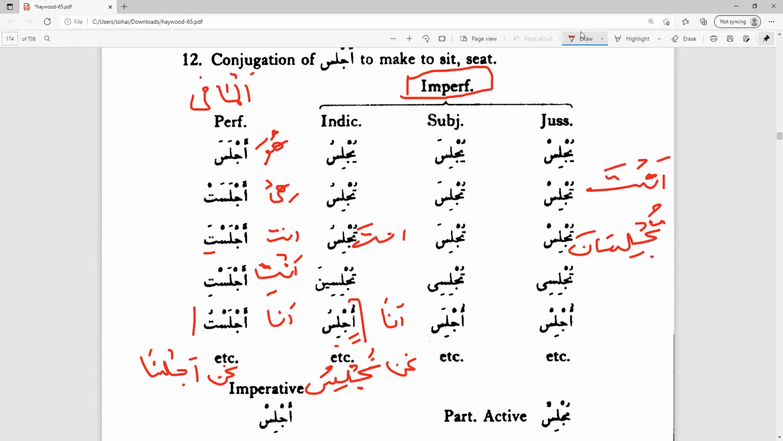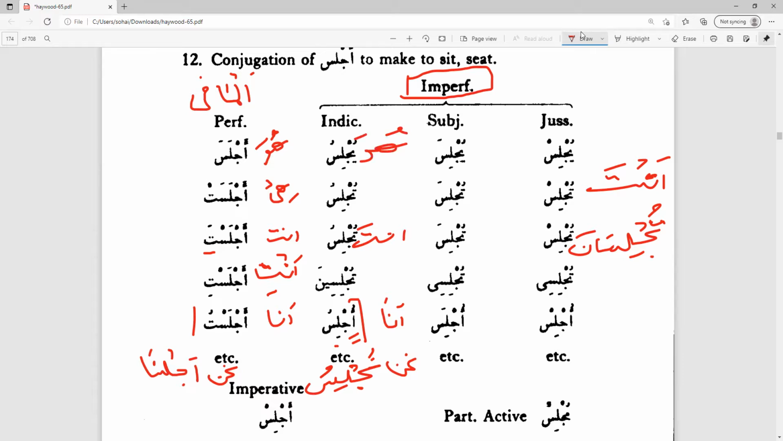But when I say the same pattern, you have to repeat it many times to get used to it. The idea is that when this comes up, you don't have to think too much. You know straight away which one it is, because then it will be easier to distinguish between different verbs and so on. Anta tujlisu, antuma tujlisani, anti tujlisina, and so forth. Huwa yujlisu, and so forth.